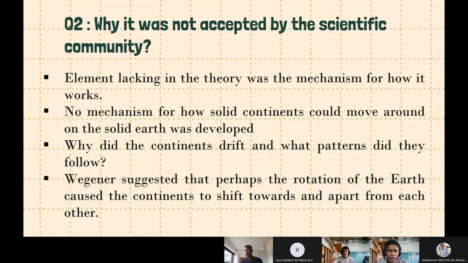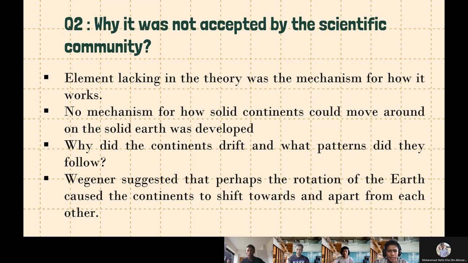Why was it not accepted by the scientific community? There was a lack in the theory of the mechanism. There was no mechanism to show how solid continents could move around on the solid earth. Why did the continents drift and what patterns did they follow? This was asked by the scientists.